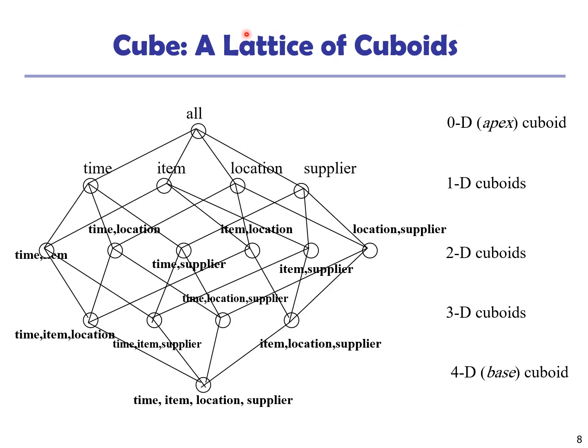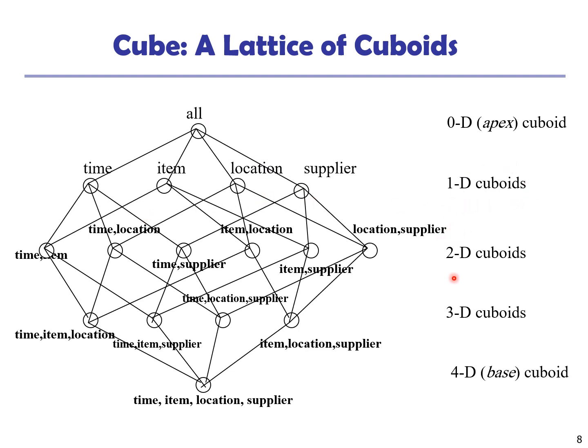Now, this is the lattice of cuboids. We said that this is the apex cuboid, the topmost one, which combines or shows all of the dimensions. So we have here the time dimension, item dimension, location, and supplier. These are dimensions. This is the 1D cuboid.